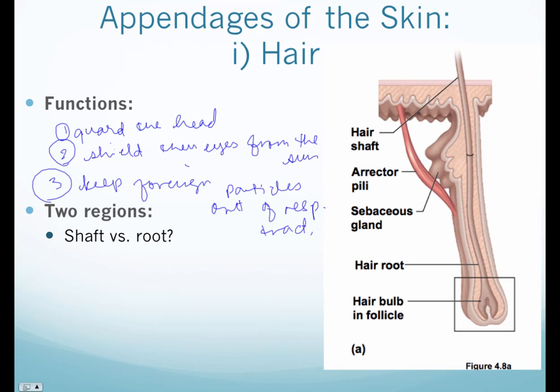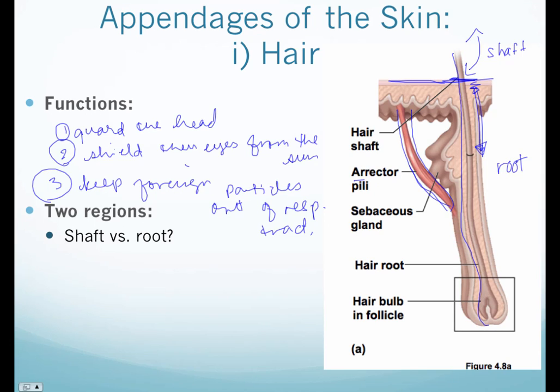Okay. If we look at a hair, one hair cell itself, we're going to notice we have two major regions. Everything above our skin, this is going to be the shaft. And everything below, from here and below our skin, this is going to be the root. All right. Other things we're going to notice, we have this muscle here called the arrector pili.